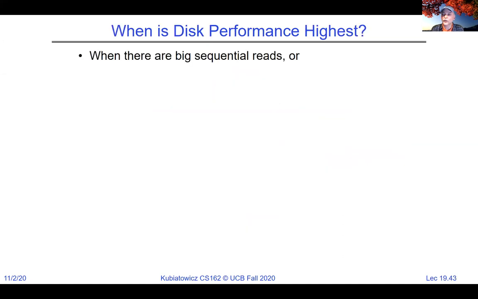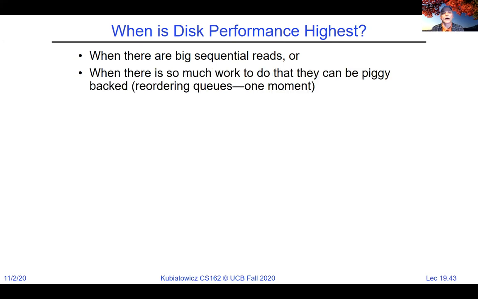Now, when is disk performance the highest? It's the highest when there are big sequential reads, right? What's that mean? That means that I move the head and I rotate to get the starting point and then I just read a whole bunch of blocks off the disk, a whole bunch of sectors, okay? Or when there's so much work to do that you have many requests and you piggyback them together and you move the disk in a way that optimizes for the whole set of requests that are out there rather than individual ones, which may cause you to move around, okay? And when the disk is not busy, it's okay to be mostly idle, okay?